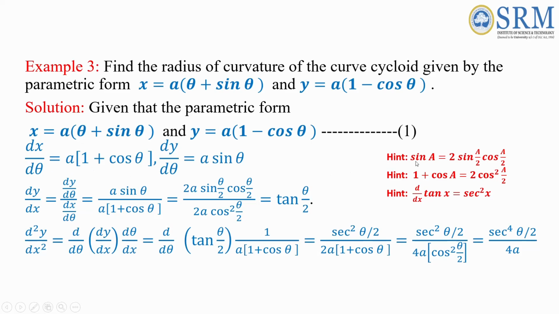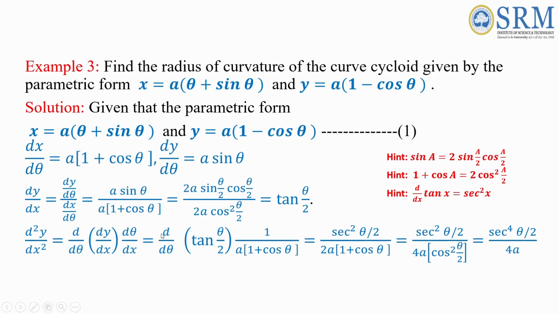theta). Now by using these identities, a sine theta can be written as 2a sine theta by 2 into cos theta by 2, and 1 plus cos theta can be written as 2 cos square theta by 2, and then already we have a outside, so therefore we are having 2a cos square theta by 2. After cancelling this, we are getting tan theta by 2. That is dy by dx equal to tan theta by 2.